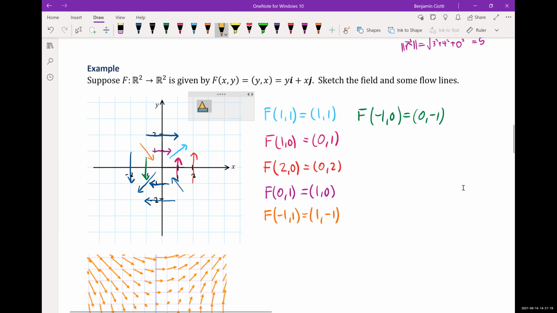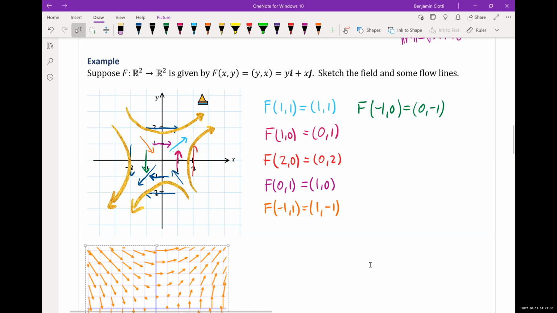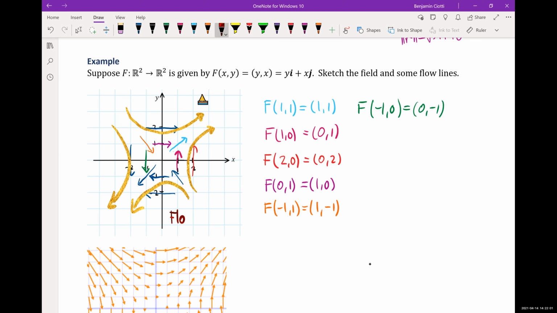So let me see if I can guess some of them. It looks like it'll be moving to the right and then up here. This is kind of informal. The idea with the flow lines is at each point, let's say at this point right here, your velocity is pointing in the direction that the vector field points in. So the flow lines will roughly look like that. That's a few sketched flow lines. Any questions on the vector field plot or the flow lines? Okay.